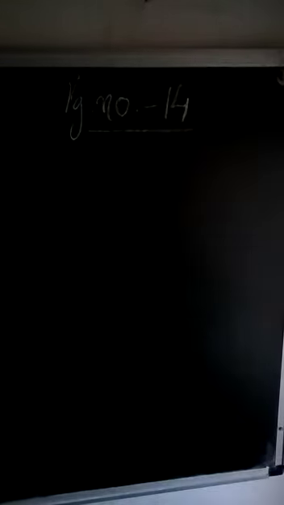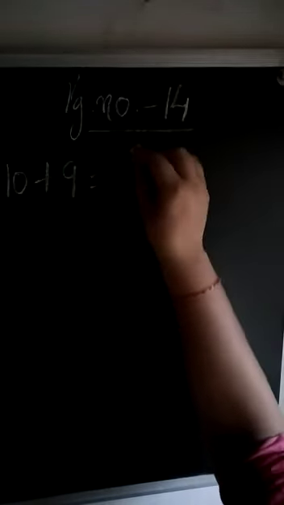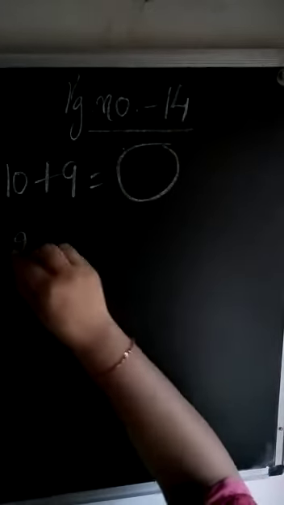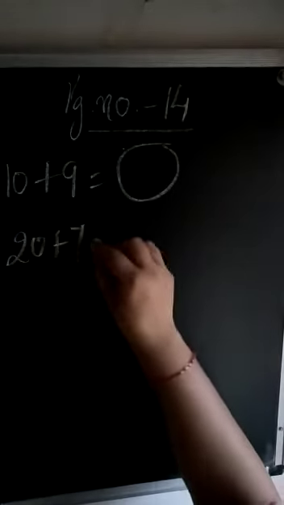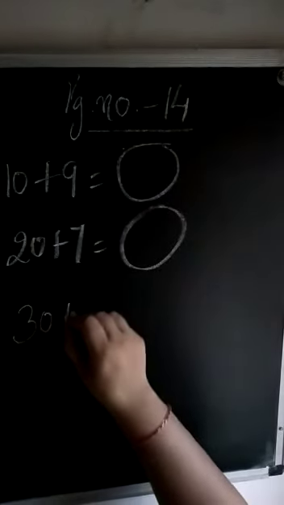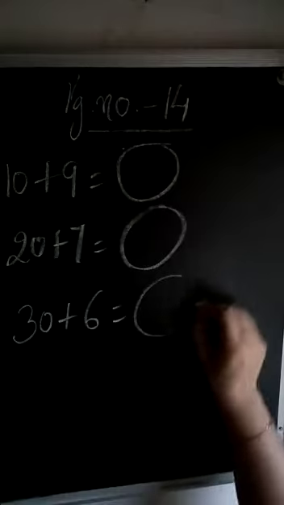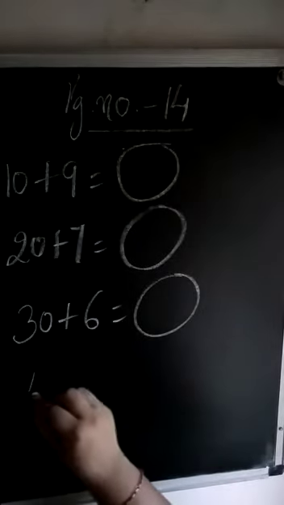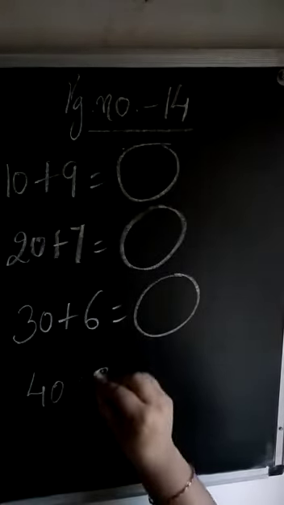Write the numbers in the circle. Here they had given 10 plus 9 is equal to, the circle has been given, 20 plus 7 is equal to, 30 plus 6 is equal to, 40 plus 8 is equal to.